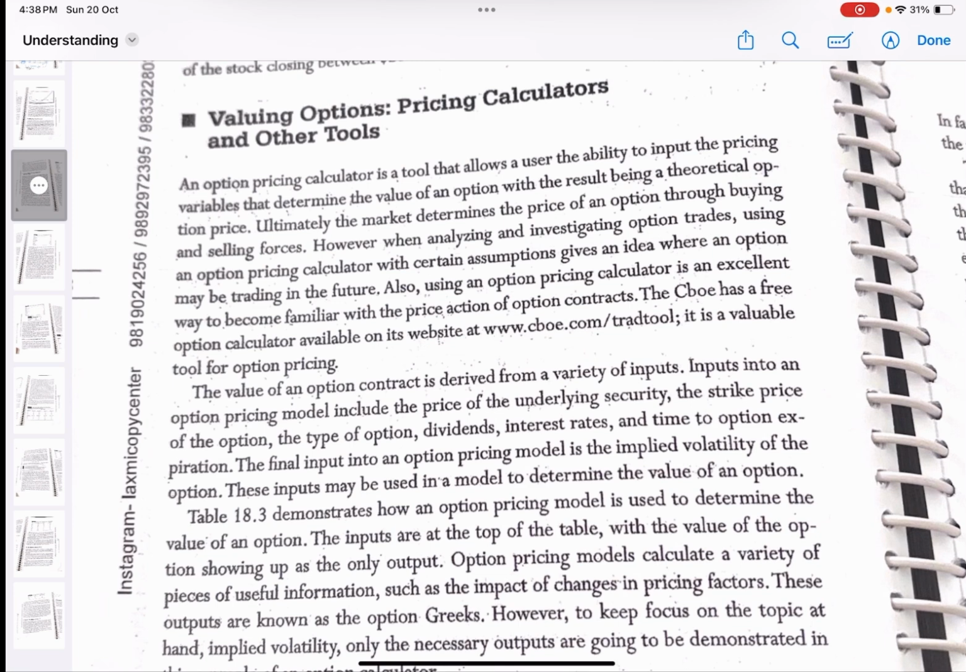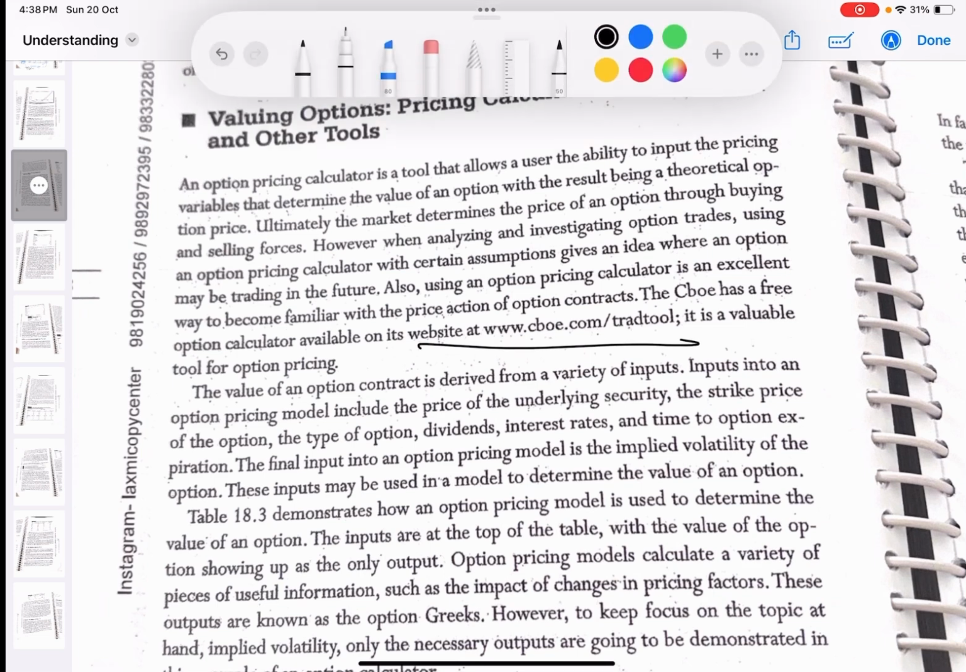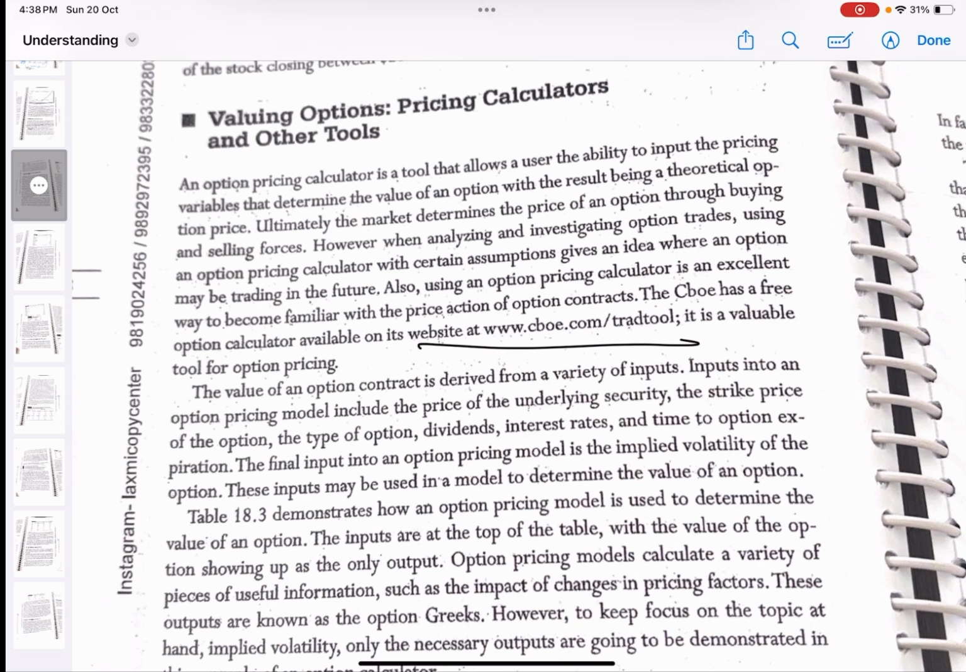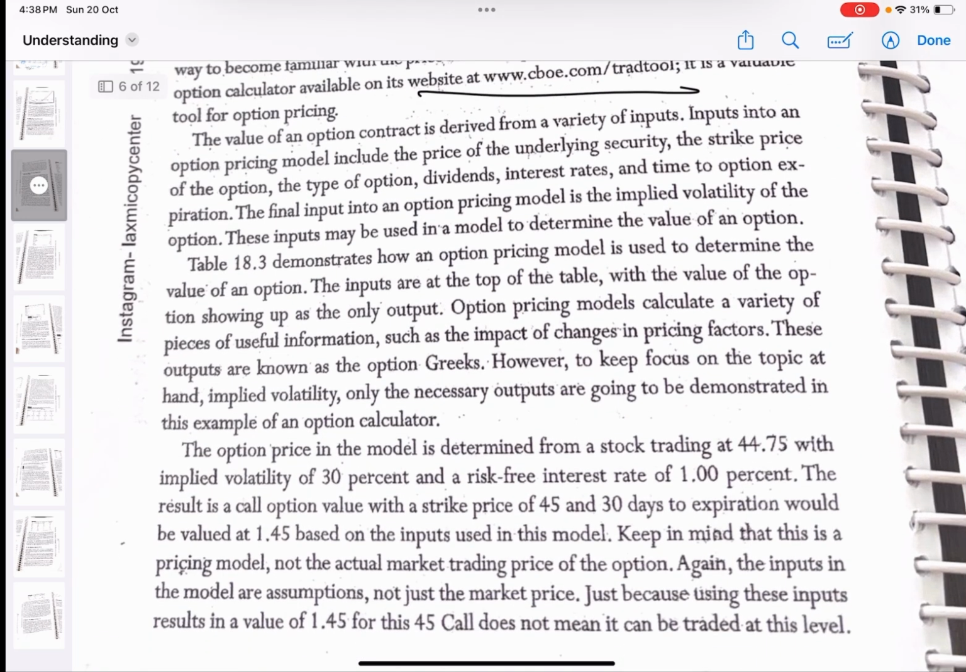So there are various calculators which we can use. You can check out this website if you want to know more about this particular option tool, which is used in the CBOE market. The value of an option contract is derived from a variety of inputs. Inputs into an option pricing model include the price of the underlying security, the strike price, the type of the option, the interest rates, dividends, time left until option expiration, and the expiration date. The final input to an options pricing model is the IV of the option. These inputs may be used in a model to determine the value of an option.